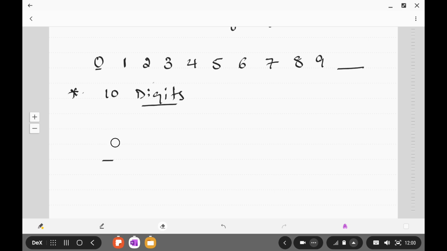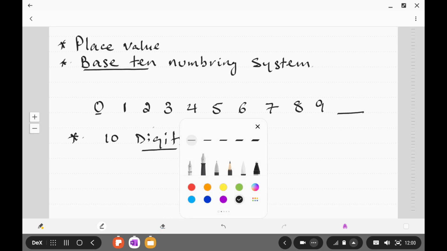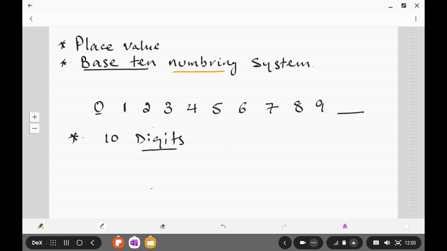So there are different types of numbering systems, Josie, that you will be learning in the future. There is the base 2 system that computers use, but we humans use these 10 digits, and that's why it's called the base 10 numbering system.